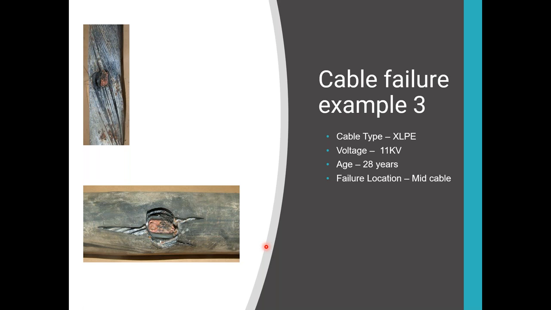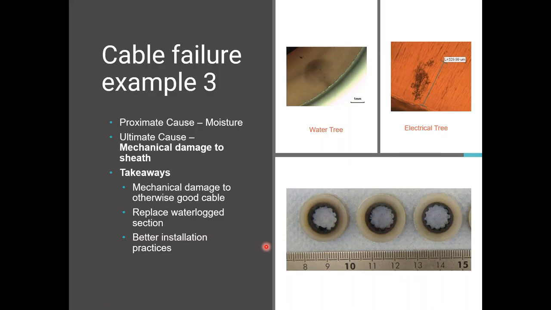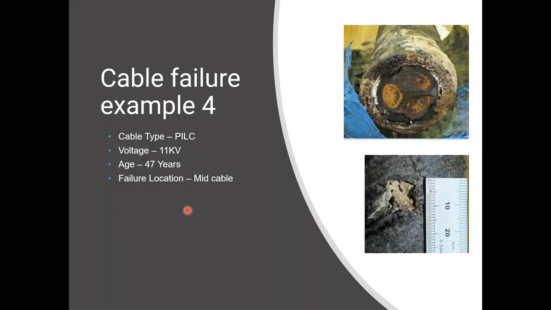28 years old, cable failed midpoint. Mechanical damage to the sheath. And when it was opened up, we saw some electrical treeing, some water treeing. So otherwise, the cable was good, but it looks like it was damaged and allowed water to get in. That eventually developed into PD.